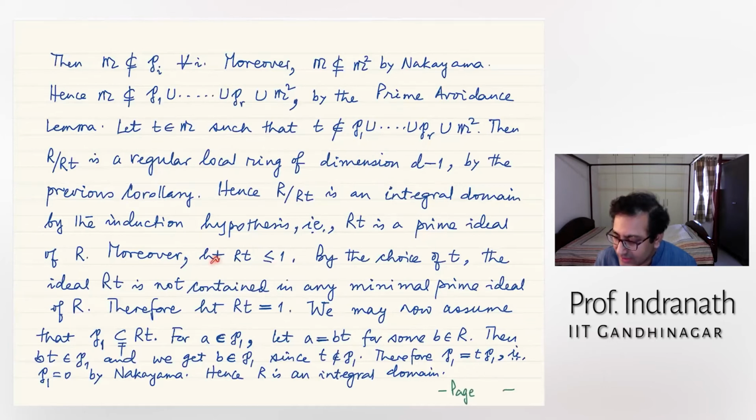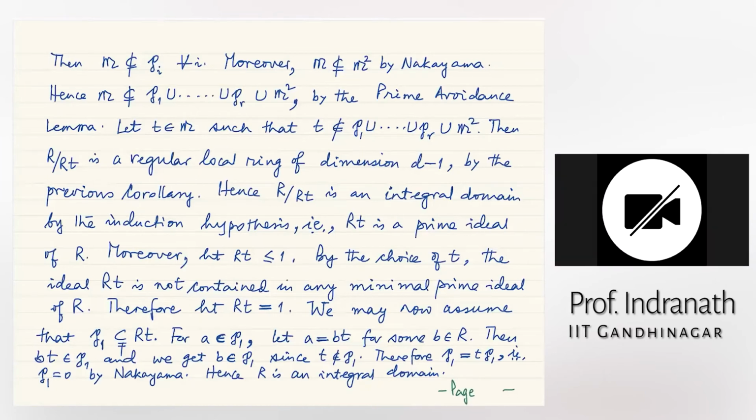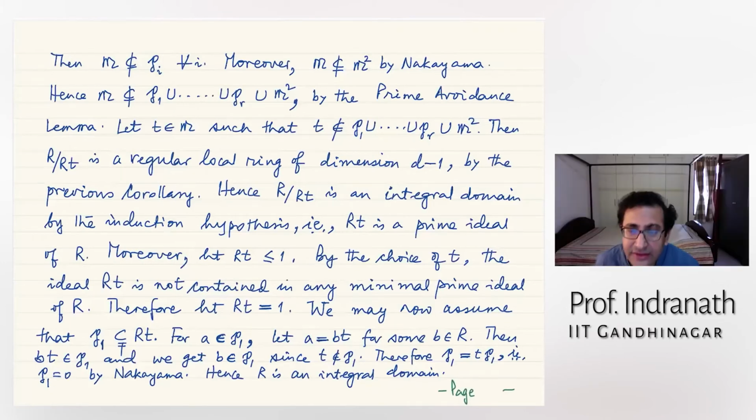So previously you had less than or equal to. You were ruling out the other possibility, and therefore it must be 1. Please respond. Because it is avoiding all the minimal prime ideals. Correct, exactly. So therefore, we may now assume that P1, let us take the first one itself, upward enemy.